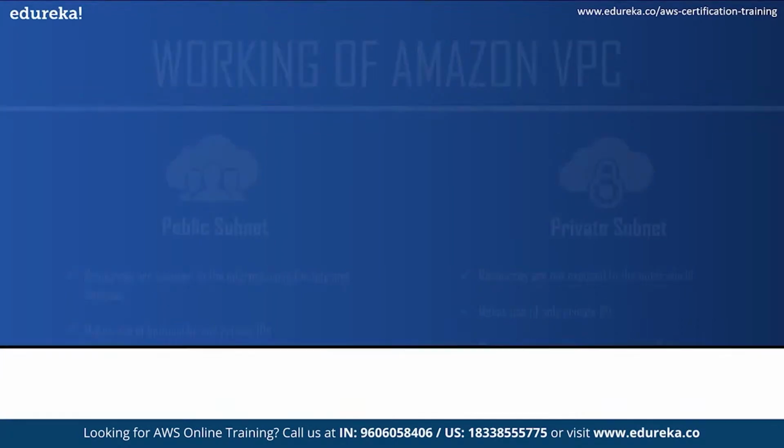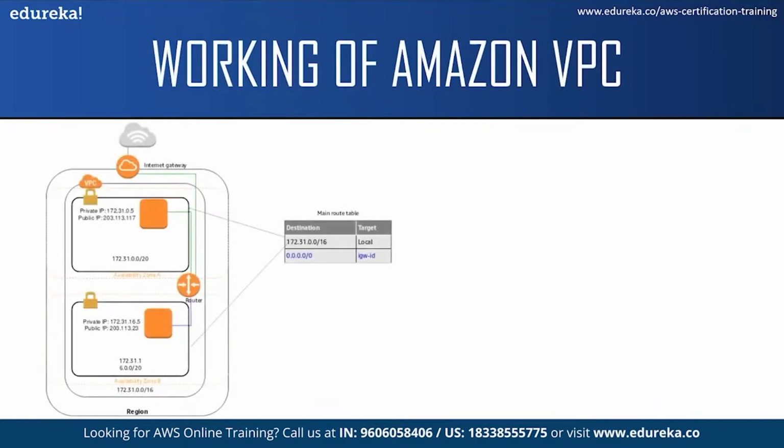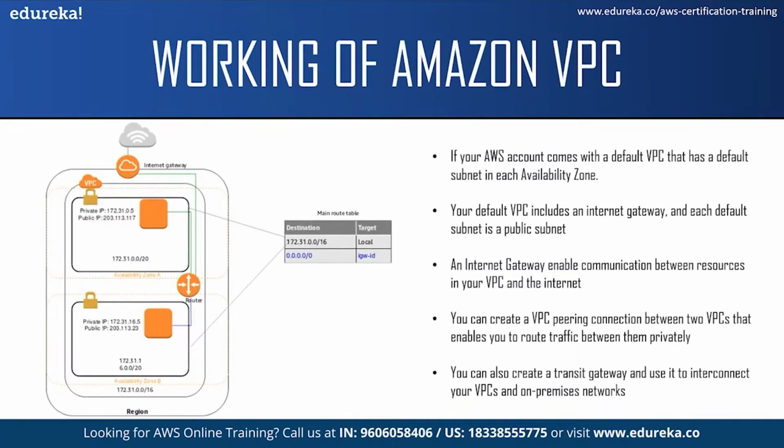Now that you have some idea about subnets and route tables, let us move on to the working of VPC. If your account was created after 4th of December 2013, your account comes with a default VPC that has a default subnet in each availability zone. We will see this in the demo part. Your default VPC includes an internet gateway and has the benefits of the advanced features provided by EC2 VPC and is ready for you to use. Now if you launch your instance in a default VPC and do not specify a subnet where to launch your instance, the instance is automatically launched in your default subnet, which is a public subnet.